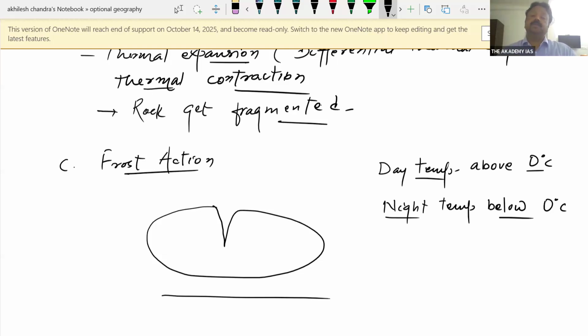तो दिन में क्या होगा बच्चे? इस क्रैक और क्रिवासेस में पानी लिक्विड स्टेट में होगा. This is liquid water.